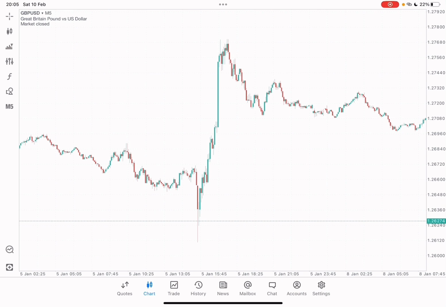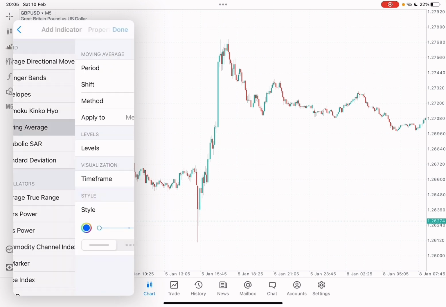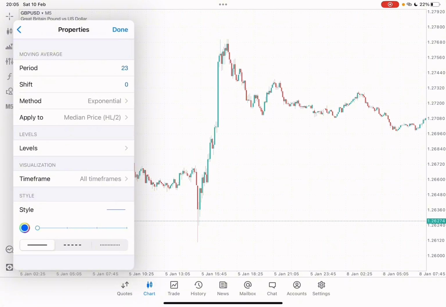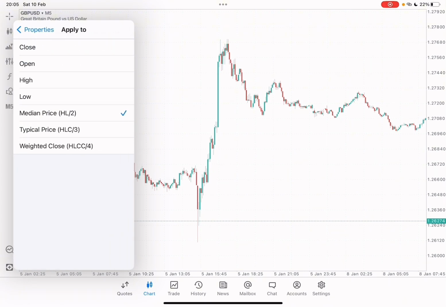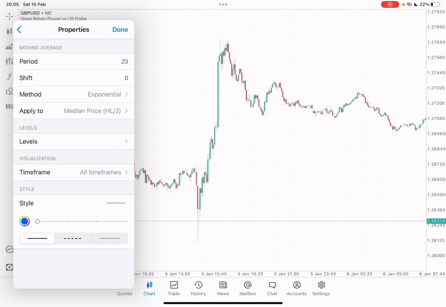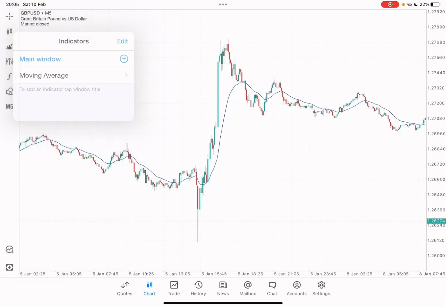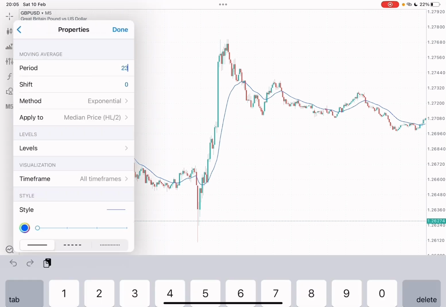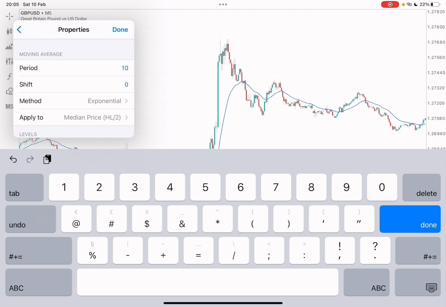In order to use this strategy effectively, you need to add an indicator to your charts. The indicator you'll be adding is the moving average. Set your period to 23, shift 0, method exponential, apply to median price. Then click Done. So this is the moving average on my chart. Add another moving average, this time set period 10, shift 0, method exponential, apply to median price, click Done.